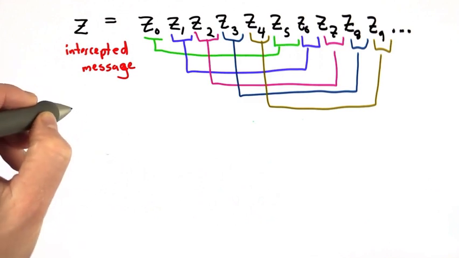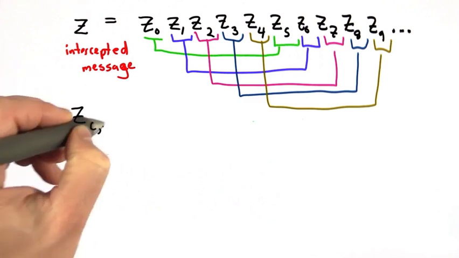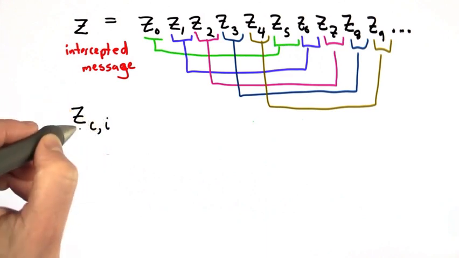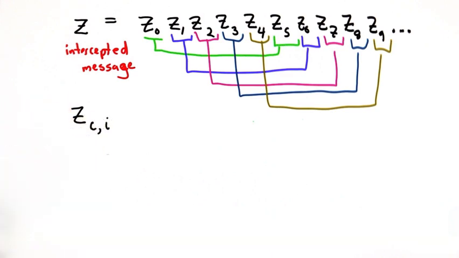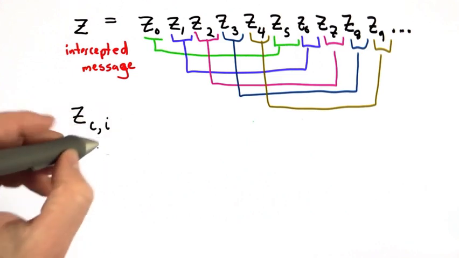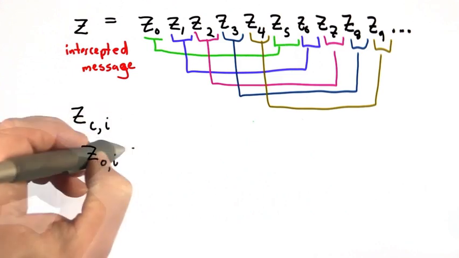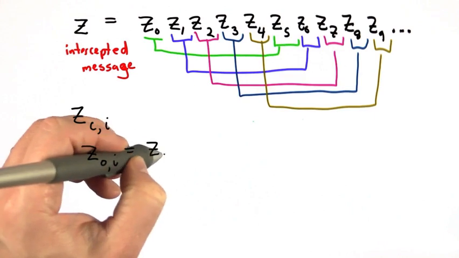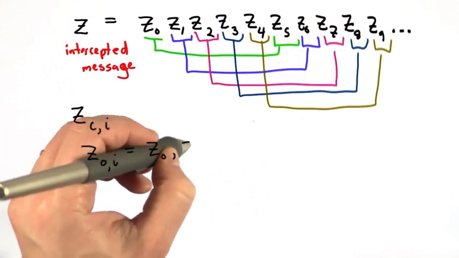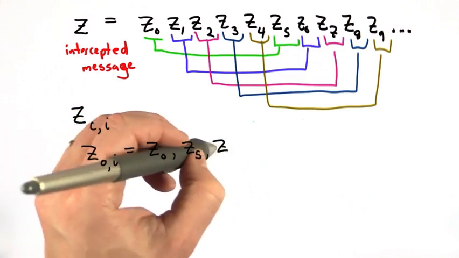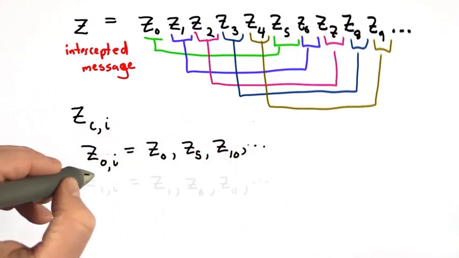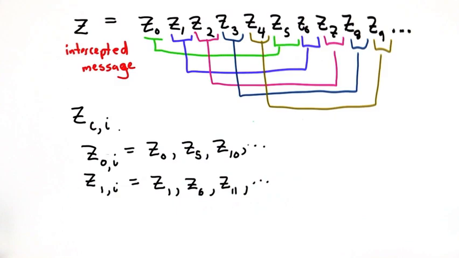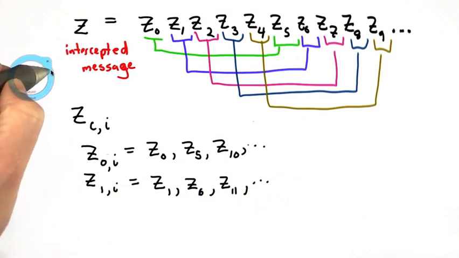We're going to subscript Z by channel and the letter for that channel. So Z C sub I is the ith letter for channel C. So in terms of this mapping, if we look at channel 0, that's going to be Z0, Z5, Z10. So we can just break the ciphertext up into channels. And the key reason for doing this is because of this weakness that was noticed in the cipher.